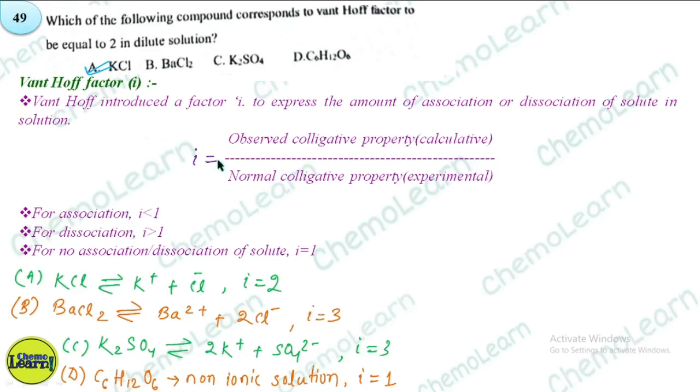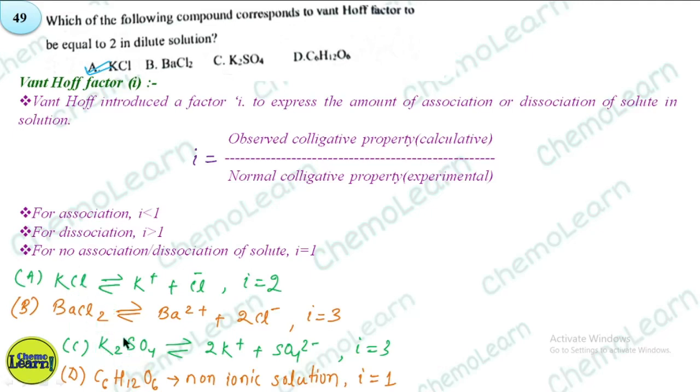Okay. So Van't Hoff factor i equals observed colligative property, that is experimental, divided by normal colligative property, that is calculated. For solute where association is there, i is always less than or equal to 1, and for dissociation of solute, i is greater than or equal to 1, and in case where no association or dissociation of solute takes place, i equals 1. Okay. So in all these options, these are dissociative.